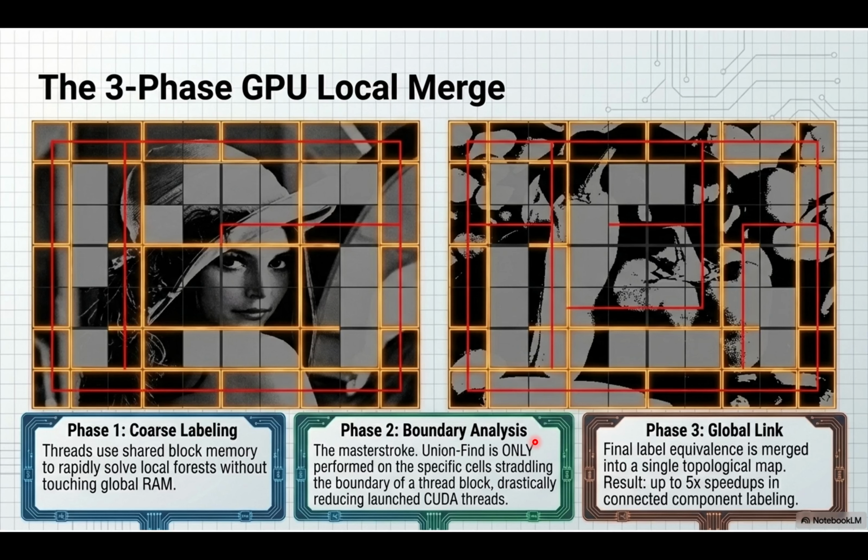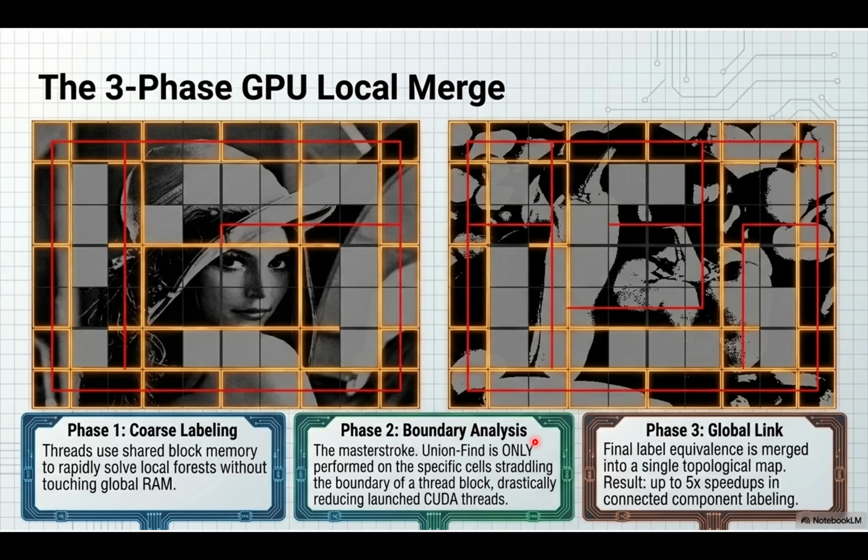Exactly. So they entirely ignore the insides of the squares. They only perform union find on the specific cells that straddle the boundary line between two thread blocks. Oh, wow. By only checking the seams between the blocks, they drastically reduce the number of CUDA threads they actually have to launch. They minimize the computation to just the edges.